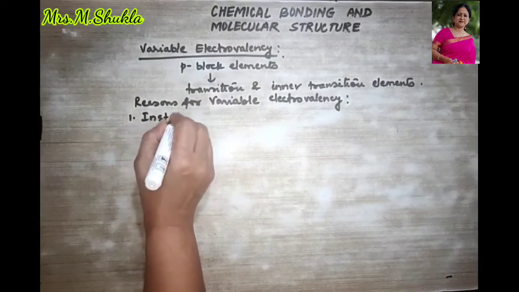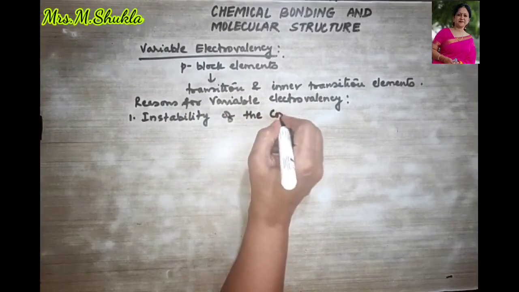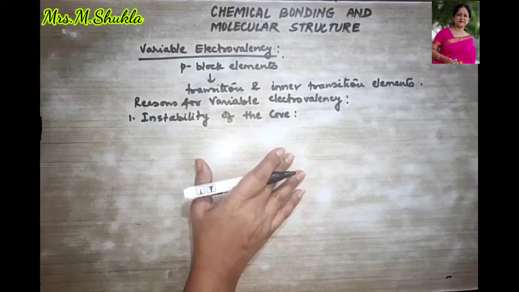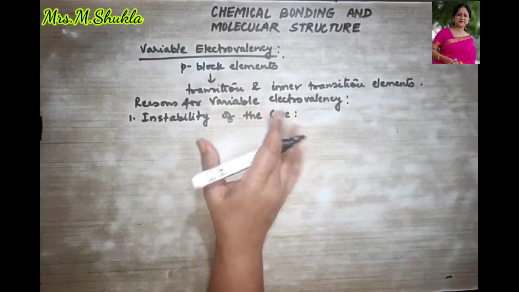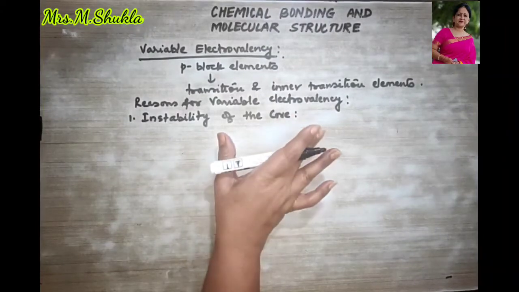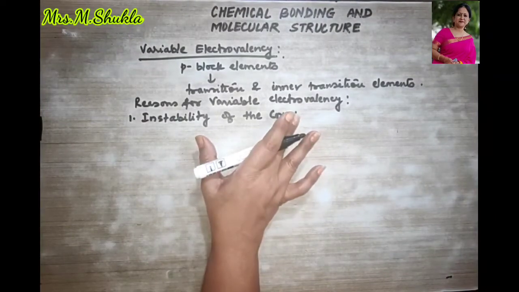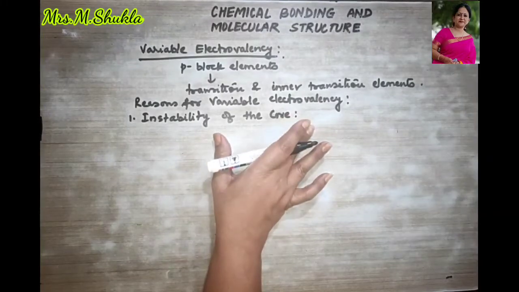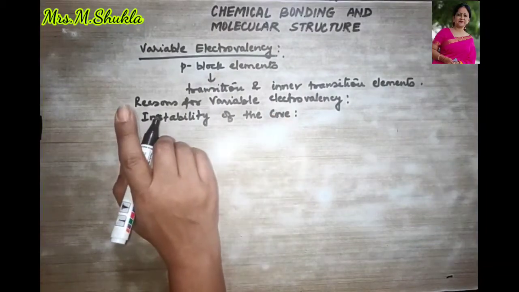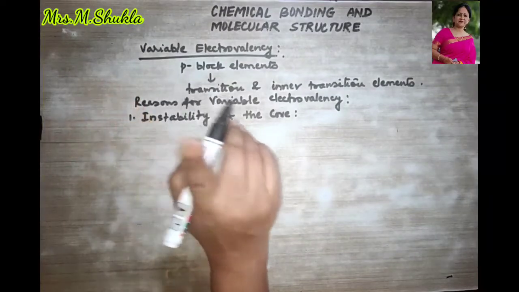Okay, instability of the core. So what do we understand by this? In the case of atoms of the transition elements, ions formed after the loss of valence electrons do not have a stable core as their configuration of the outermost shell, as the configuration of the outermost shell is not equal to ns2 np6, but it is rather ns2 np6 nd, which ranges from 1 to 10.